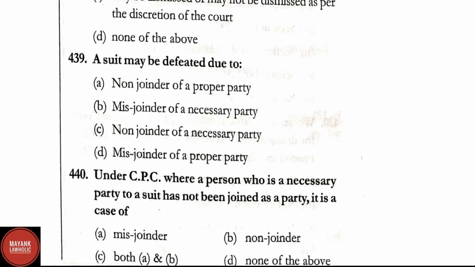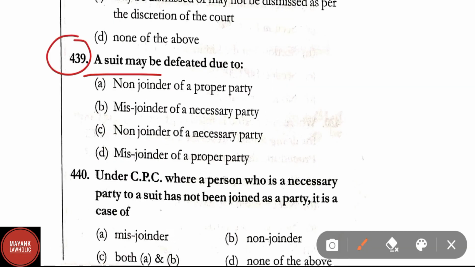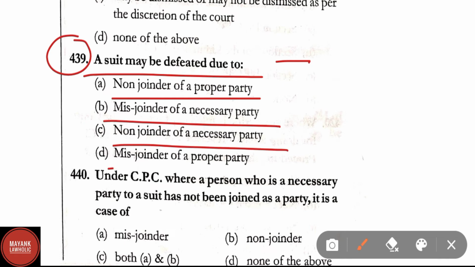Question number 439. A suit may be defeated due to non-joinder of a party, proper party, misjoinder of a necessary party, non-joinder of a necessary party, misjoinder of a proper party. Here correct answer is option C, that is non-joinder of a necessary party, a suit may be defeated.